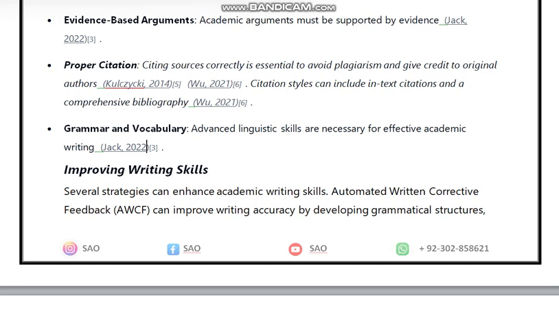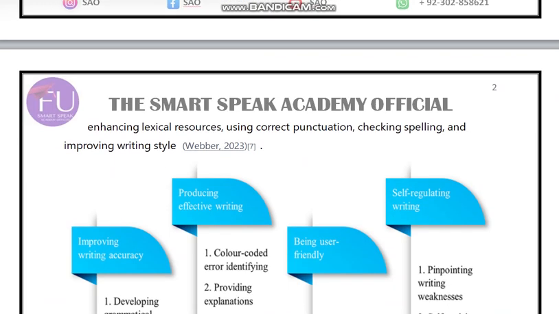Improving writing skill. Now, several strategies enhance academic writing skill. Automated written corrective feedback (AWCF) can improve writing accuracy by developing grammatical structure. Now, it is very important for grammatical structure that it should be based on certain rules and certain estimation.